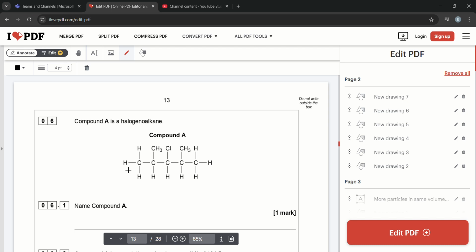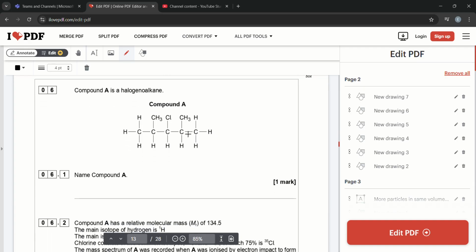Question 6. Compound A is a halogen alkane. Name compound A. So we've got a 1, 2, 3 chloro. We've got a 2 methyl and a 4 methyl. Okay, so it's actually going to be slightly tricky.